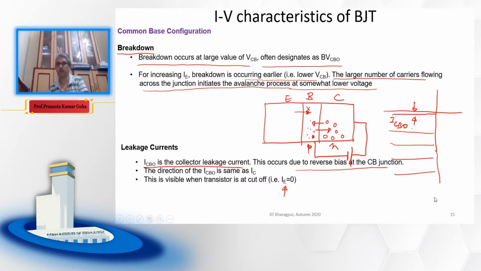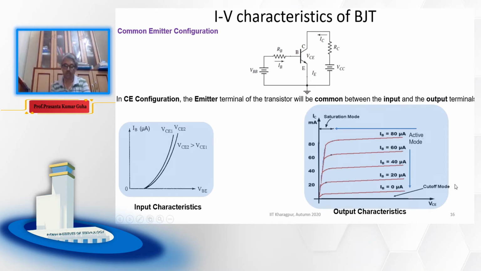Now we go to our common emitter configuration discussion. This is a typical common emitter circuit. Here you see the emitter is grounded and the emitter is common. The emitter is in between the input and output. So the input is at the base and the output is at the collector. The emitter is common between input and output, that is, base and collector, and the emitter is grounded. That is why this is known as CE configuration. The emitter terminal of the transistor will be common between input and output terminals.